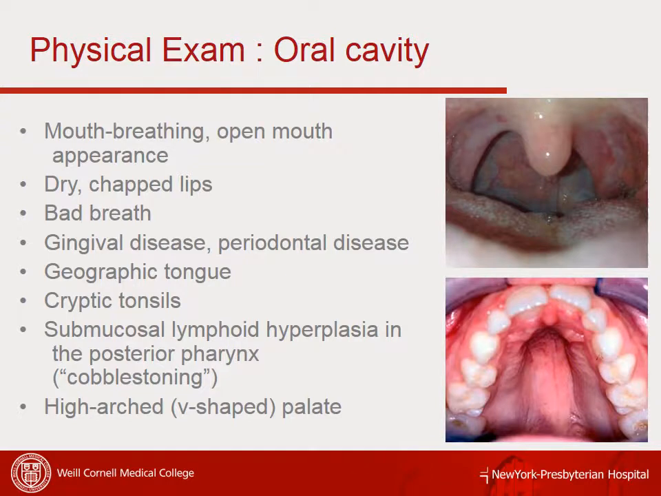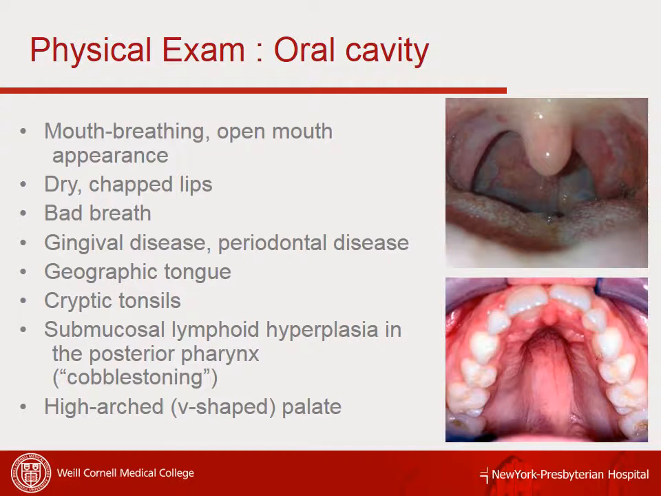Now, the oral cavity. Typically the person with allergies is breathing through their mouth. Their mouth is open. They have dry, chapped lips, again, because they're breathing through their mouth. They can have bad breath as well as gingival disease. A geographic tongue is something that can also be seen in allergic disease, along with cryptic tonsils and hyperplasia. Submucosal lymphoid hyperplasia in the posterior pharynx is also very commonly seen.